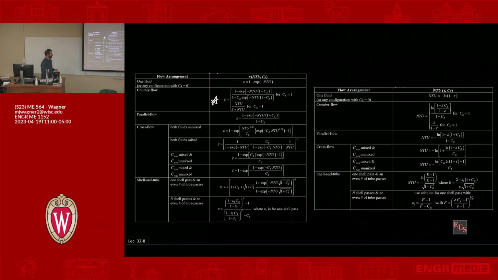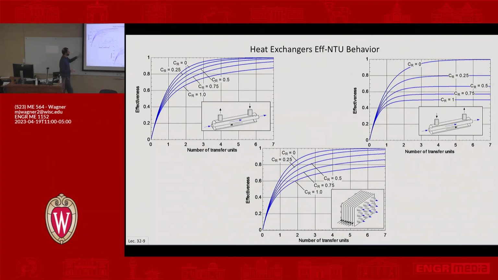So again, the way that you would use this is you do your energy balance on the fluid. You can use an effectiveness or NTU relationship to then compute the performance for that third equation. So what we've done in these plots, for a given configuration, is plot the effectiveness of the heat exchanger as a function of the number of transfer units.